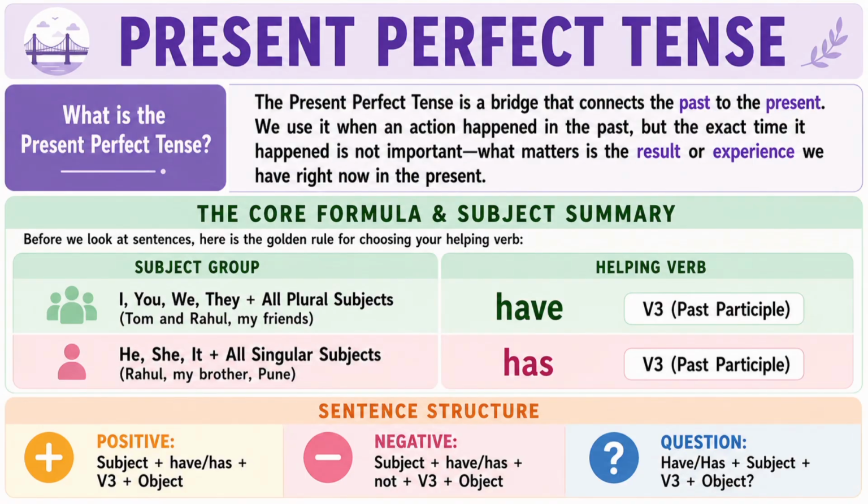For positive sentences, the structure is subject plus have or has plus verb 3 plus object. For negative sentences, the structure is subject plus have or has plus not plus verb 3 plus object. For questions, the structure is have or has plus subject plus verb 3 plus object. Remember, this tense always uses the past participle form of the verb, which is verb 3.